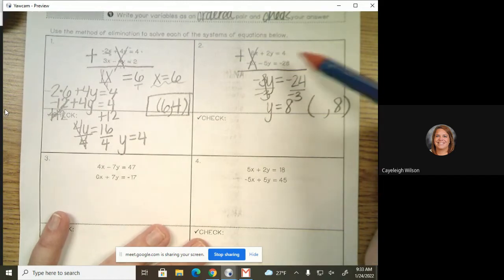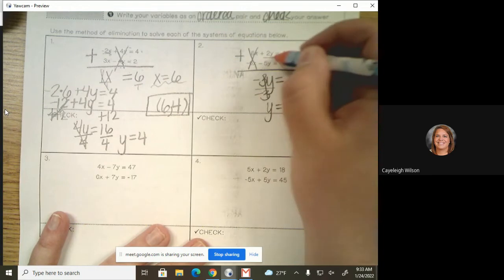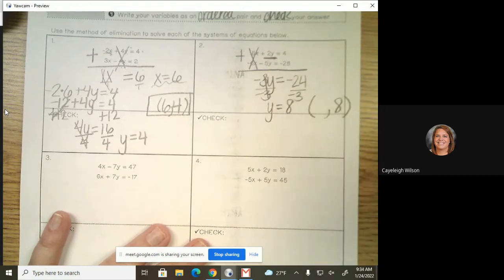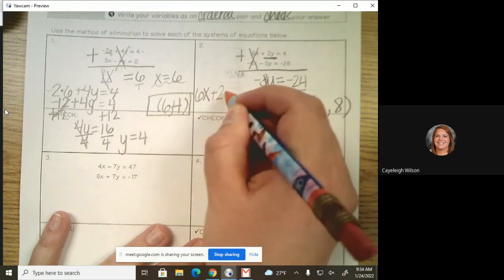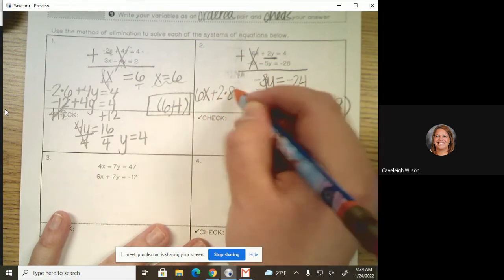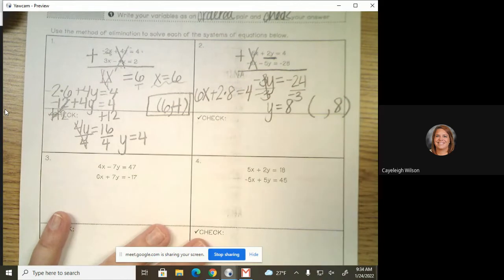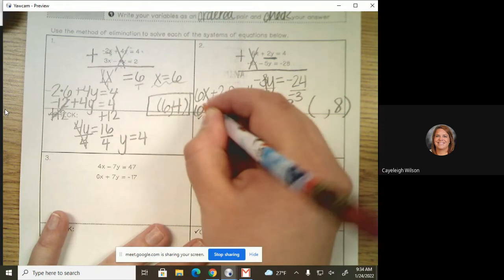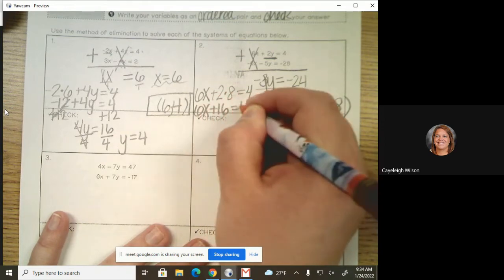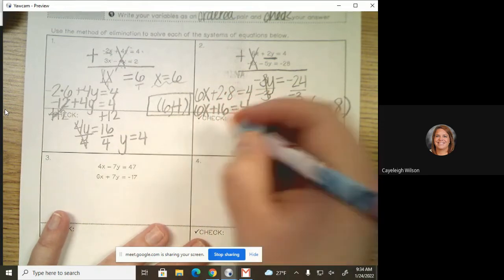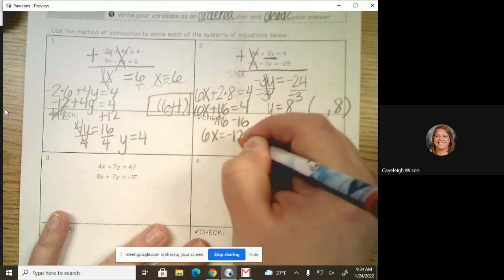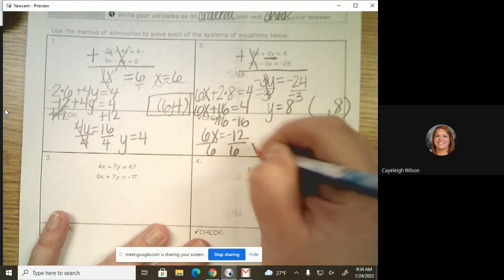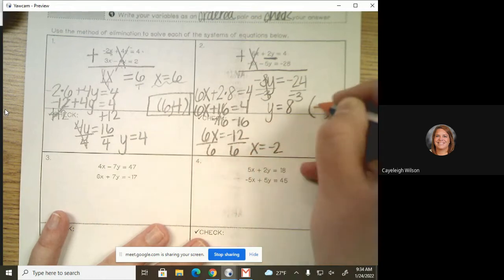All right, I'm going to plug it back in. I'll just choose the first one. It's y equals 8, so it's going in for the y. So 6x plus 2 times y, but we just found that y was 8, equals 4. So that's 6x plus 16 equals 4. Subtract the 16, and then divide by 6. So negative 2.